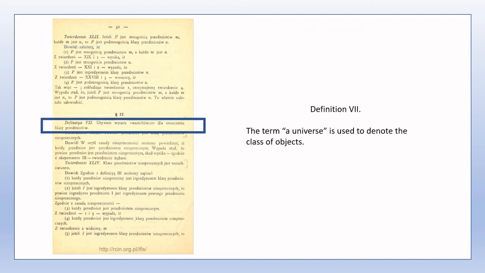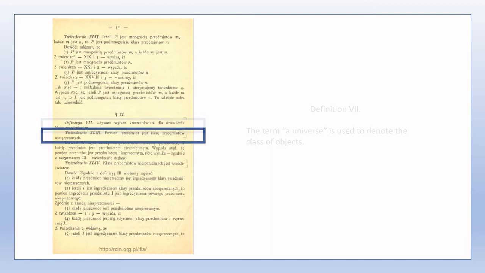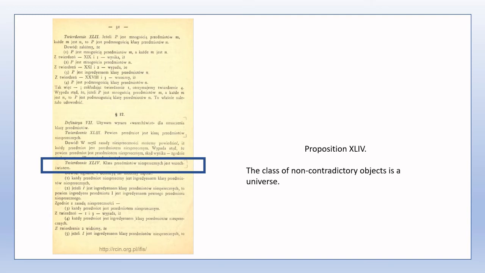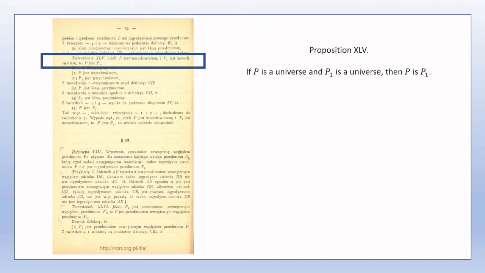Section 12. In this section, we have the notion of a universe defined. Proposition 44 shows how there is a universe of all non-contradictory objects. A non-contradictory object would seem to be an object whose existence doesn't lead to some logical contradiction. For example, we might think of something like the class of all classes which are not elements of themselves as being a contradictory object, since the assumption of the existence of such an object leads to a logical contradiction.